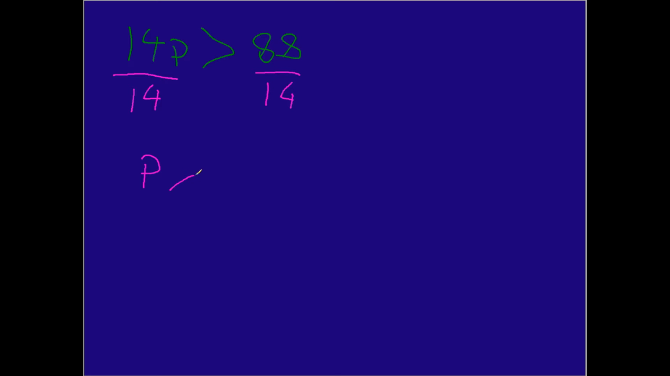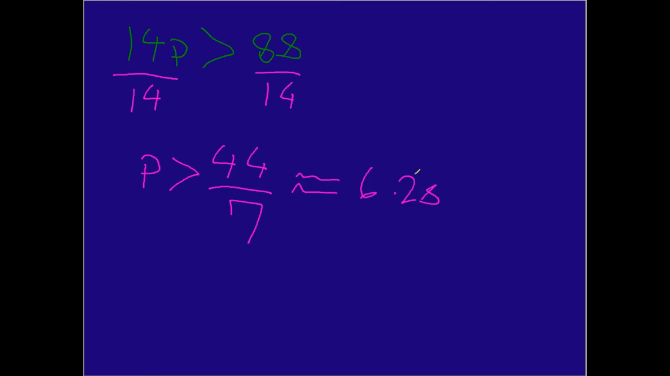So p now is going to equal, as you can probably tell, 88 over 14, but when I reduce that, I'll get 44 over 7. And you can check this if you want. So what we're saying here is that p, whatever it is, has to be greater than 44 over 7. I believe 44 over 7 is about 6.28 or so, which is what I calculated earlier. So that's what the answer is.